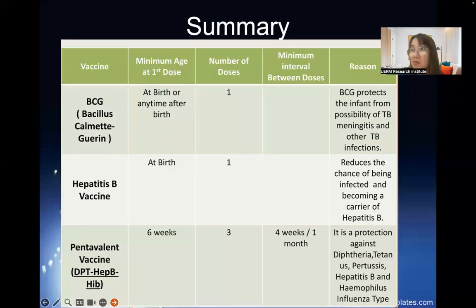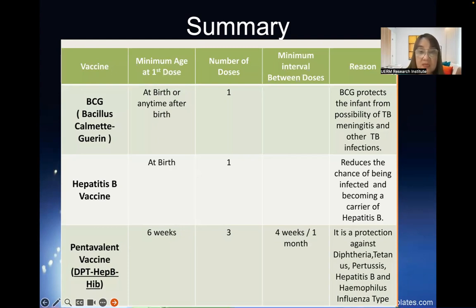So this is the summary of the vaccine, the minimum age at first dose, the number of doses, the minimum interval between doses, and what the vaccine does to the child. So BCG is given at birth or anytime after birth, 1 dose. It really just protects the infant from the possibility of TB, meningitis, and other TB infections.